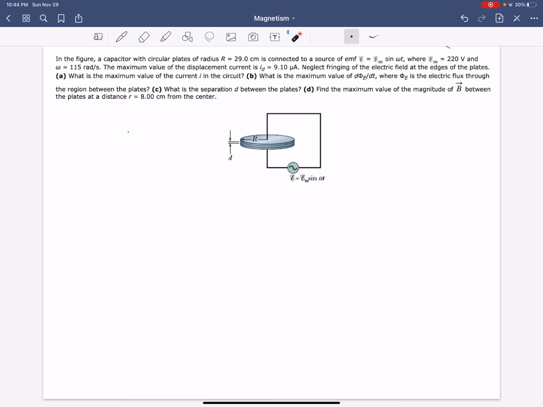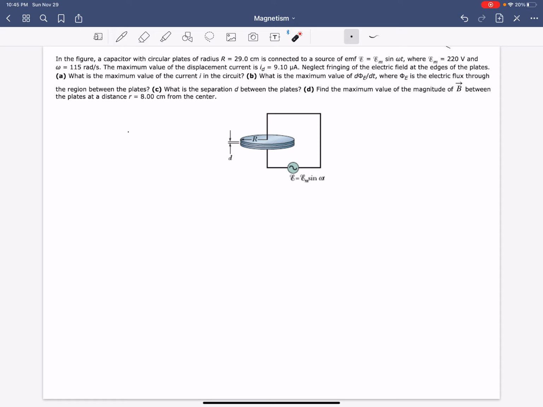We don't know that separation distance. We'll actually need to find that in part C, but we do know a radius, and they actually do provide a displacement current value, 9.1 microamps. Okay, so part A is asking us to find the maximum value of the current I in the circuit. That's not necessarily the same as the displacement current, right?